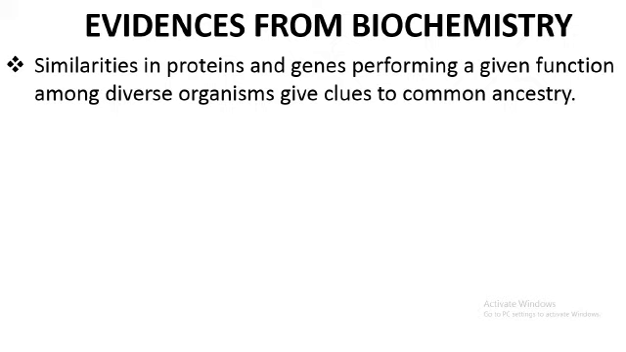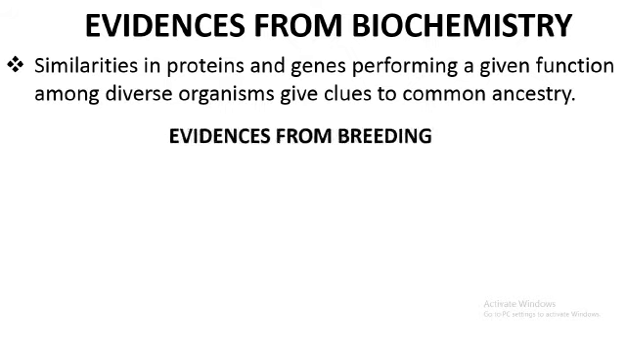That's why today, since there is a clue for common ancestry, we can insert a human gene and make it work in bacteria. So this clearly states that every organism is interrelated, and maybe this interrelationship is because the organisms have similar genes and proteins, and by undergoing certain modifications the simplest forms have converted into complex forms. So this is evidence from biochemistry.